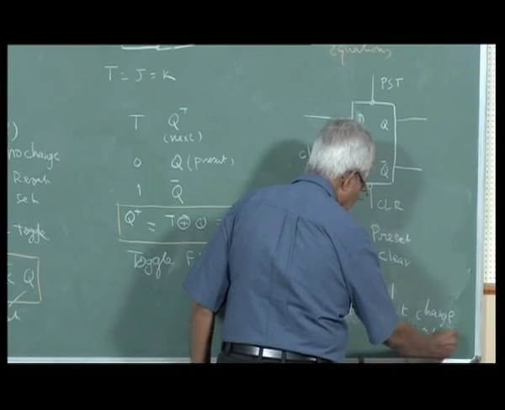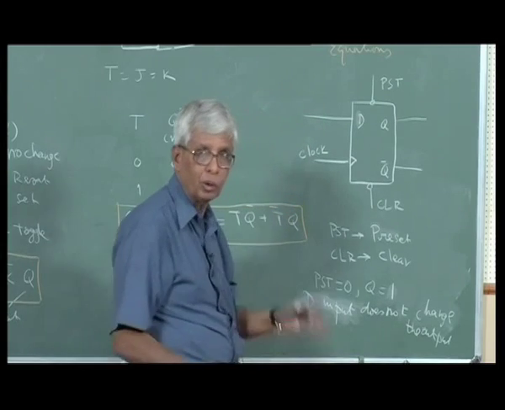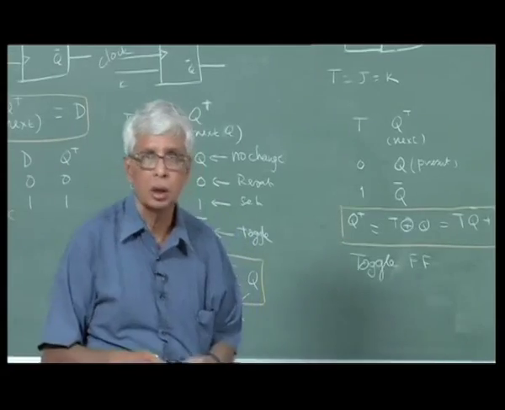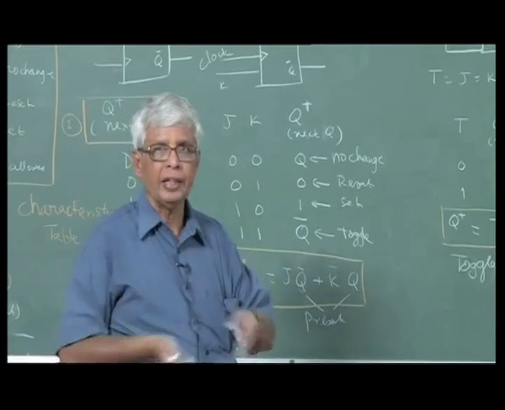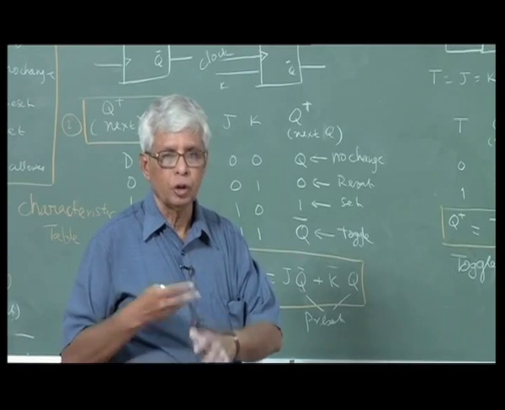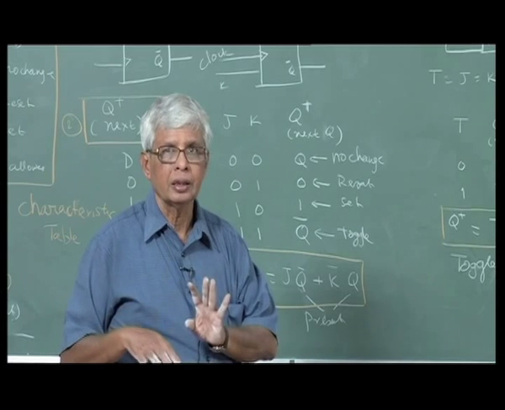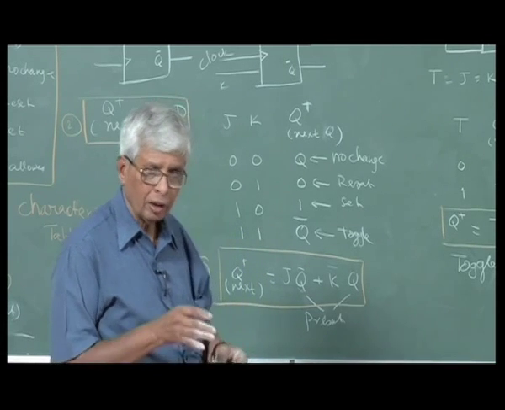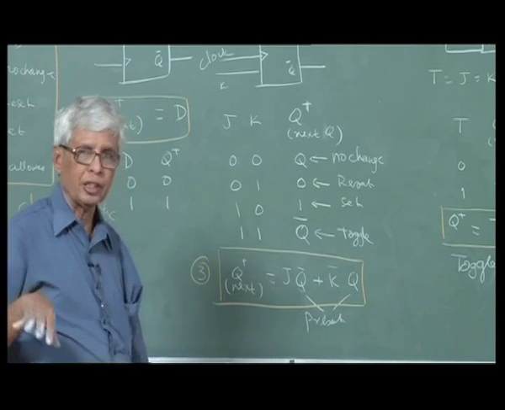That means if you want just the output to be 1 always, Q always 1, and the clock may come and go. Clock may be running 0 to 1 to 0 to 1 to 0 to 1, but I want D will change. But I want, for some reason, I don't want the output to change at all.